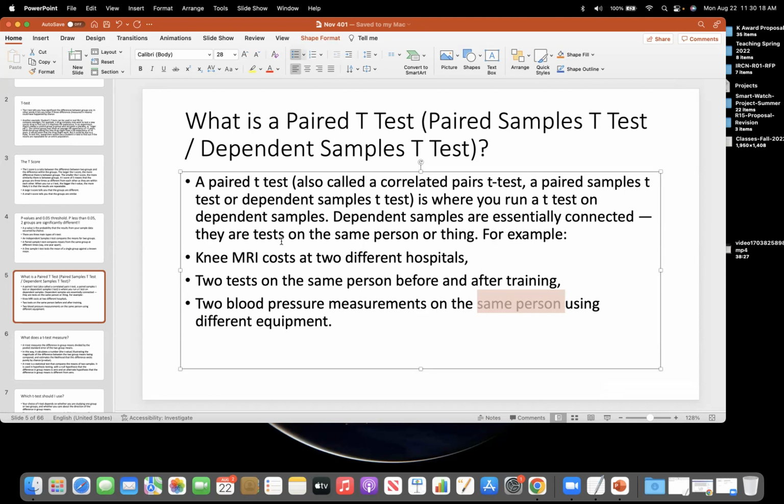A few examples would be, if I want to measure the blood pressure of one person at different time points or with different blood pressure instruments, or if I want to measure the test on the same person before and after training, right? So these would be a couple of examples for your paired t-test.